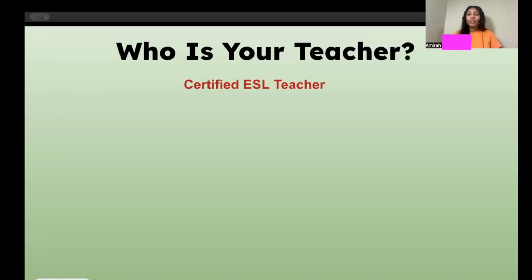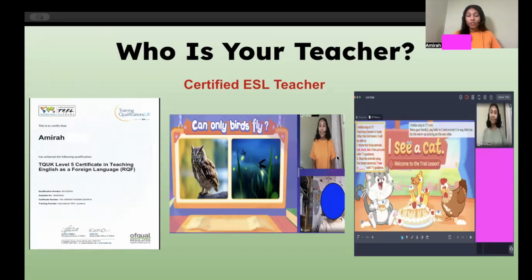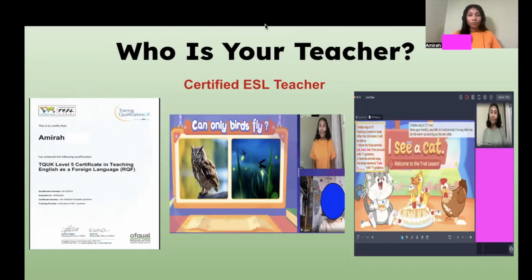So, the first thing I put is certified ESL teacher. This is what I'm going to say: I'm a certified ESL teacher. This is my certificate here, and these are two examples of me teaching. In this example, I'm showing them my teaching certificate. Of course, I blocked out any personal information as well as the QR code that sometimes comes with our certificates. I also showed them an example of me teaching a young learner, and then me teaching an adult learner.